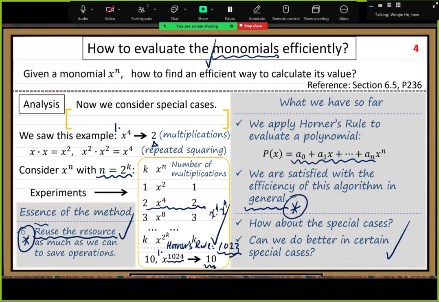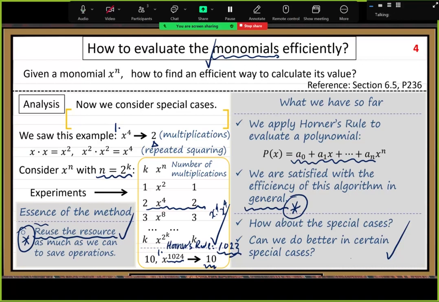Later, I will post the first project soon. You need to write functions testing 3 algorithms. The first one, the brute force. Second one, repeated squaring. Third one, Horner's rule. And then do comparisons. So now we have that repeated squaring.